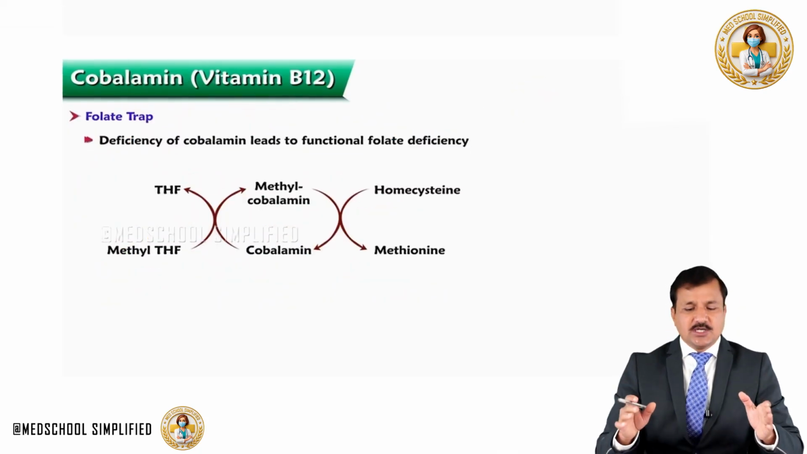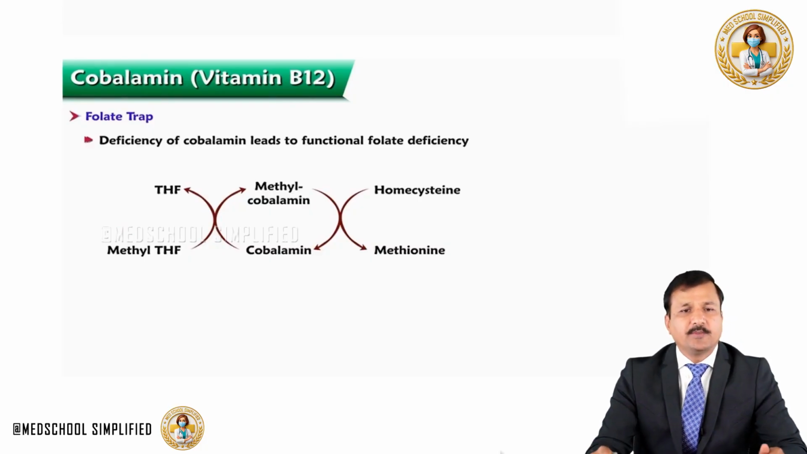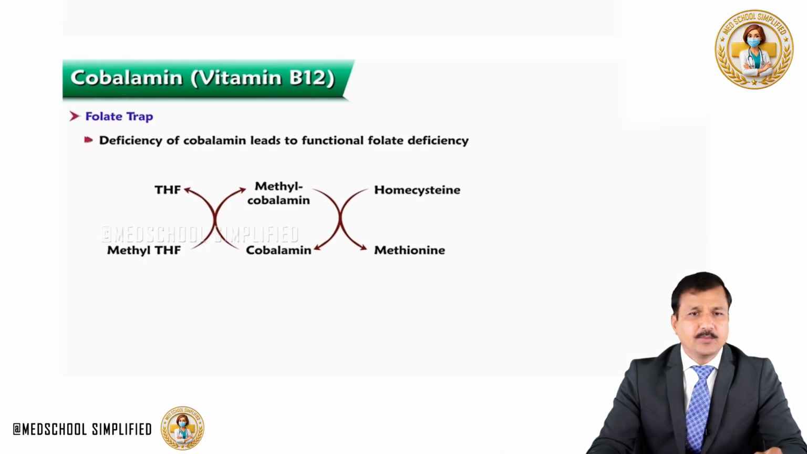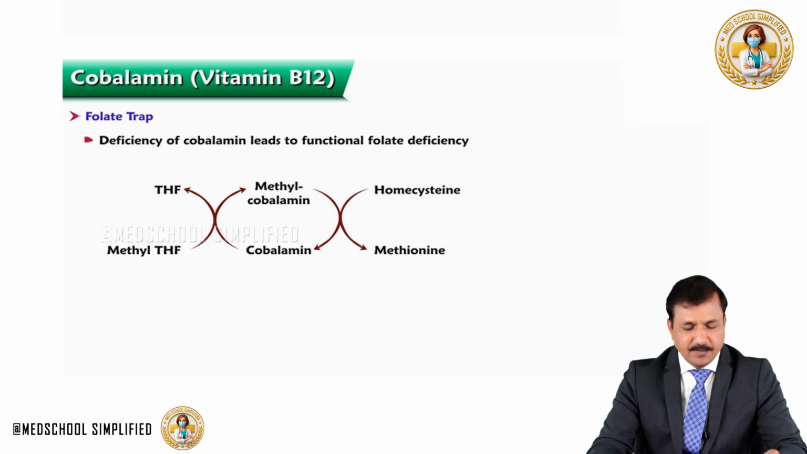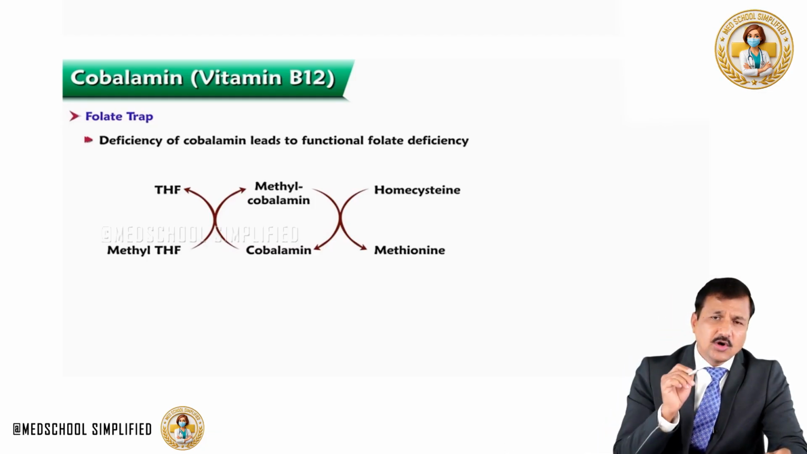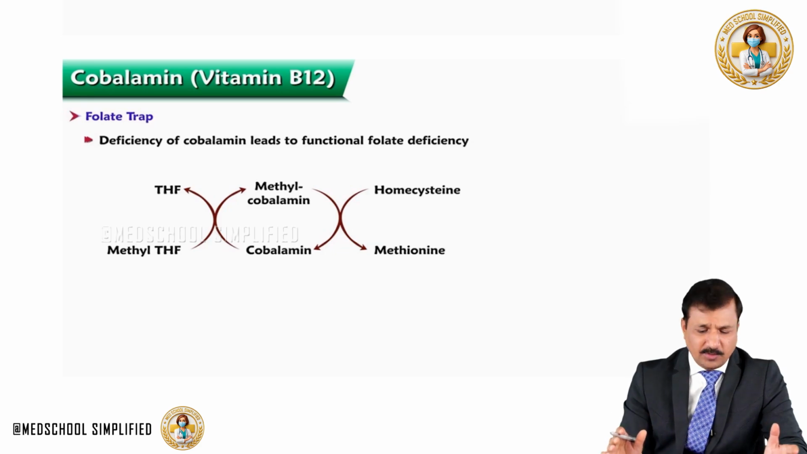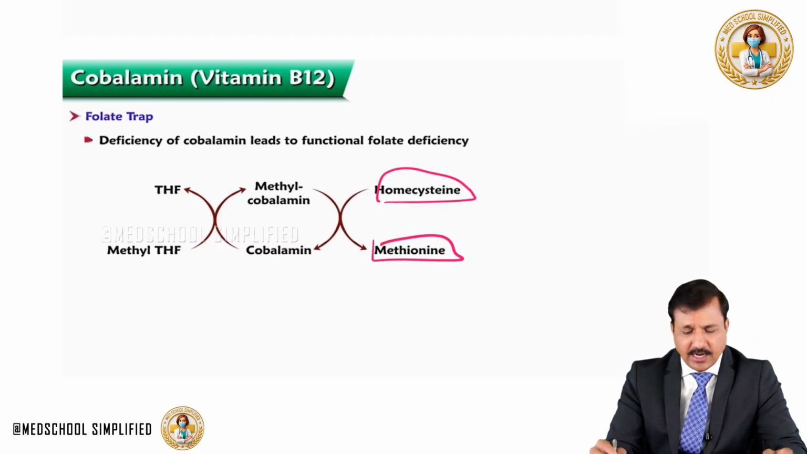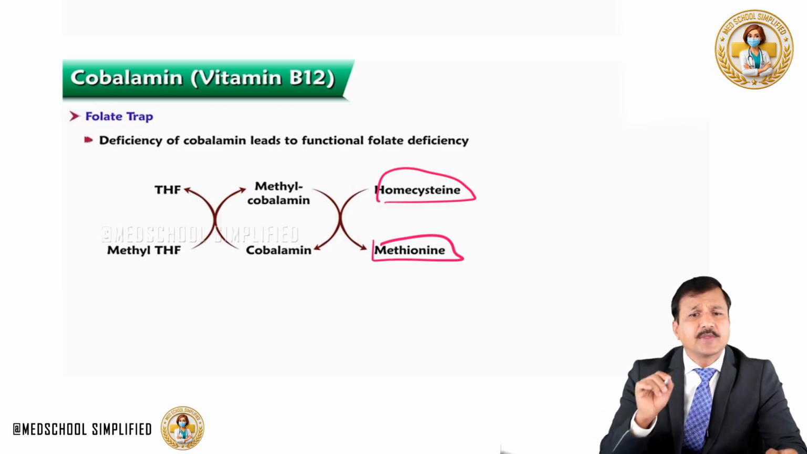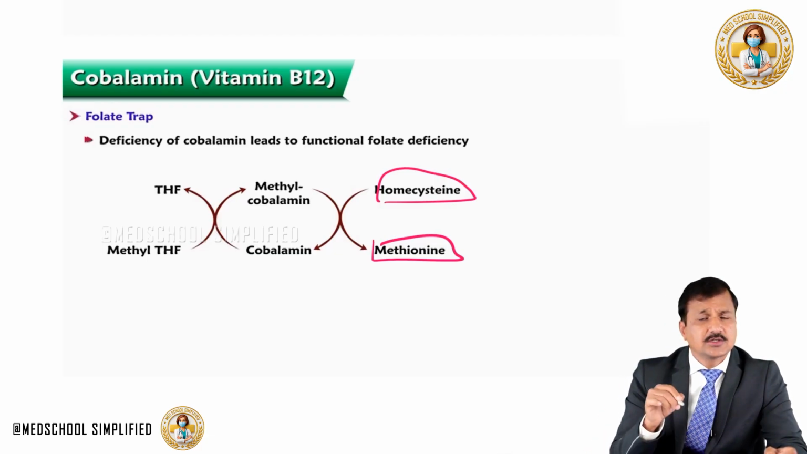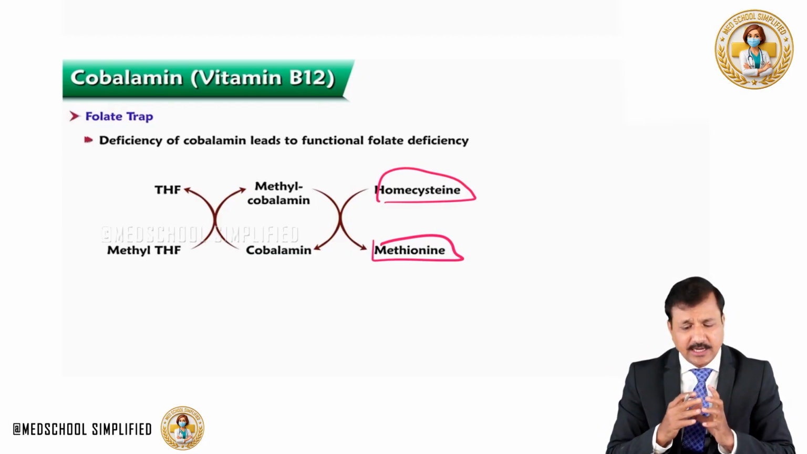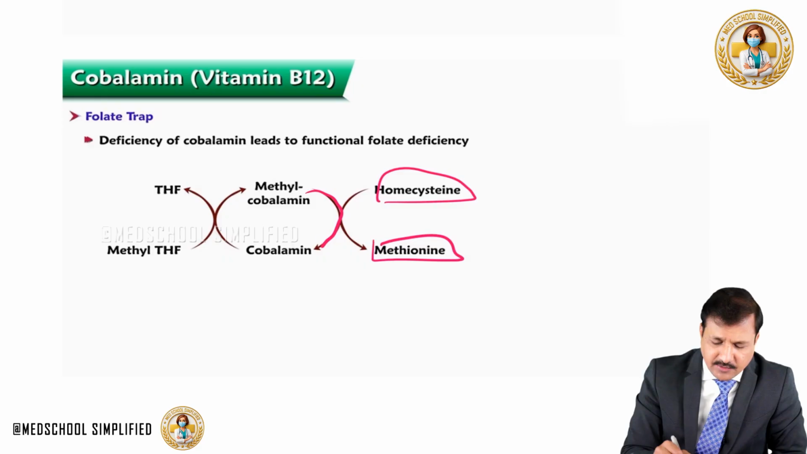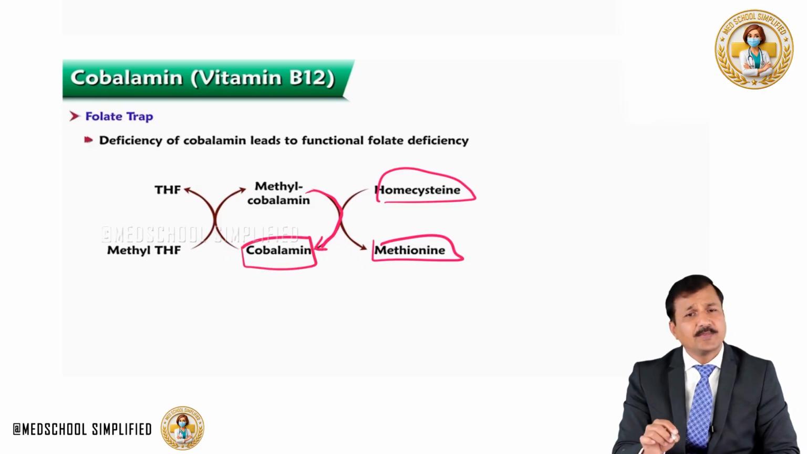Now coming to a special concept that is associated with cobalamin deficiency called folate trap. Very important, you will have to understand folate trap. What happens is, cobalamin in the form of methylcobalamin is helpful in the conversion of homocysteine into methionine, which we have already seen in the earlier slides. This conversion is done by methionine synthase. When homocysteine is converted into methionine, the methylcobalamin is converted into just cobalamin. And what happens to this cobalamin?